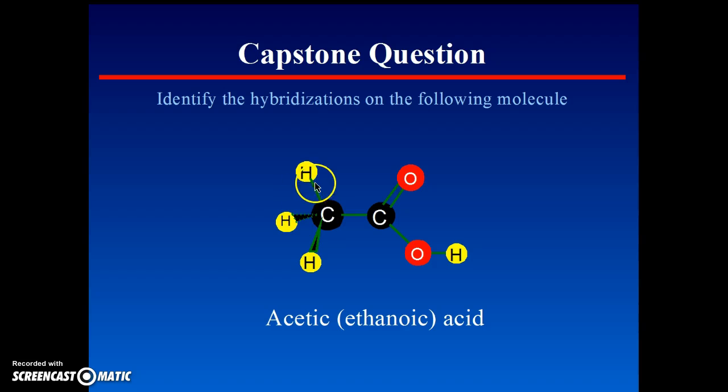Notice here the number of bonds on the carbon, here the number of bonds on the carbon, and here the number of bonds on the oxygen. Here's the solution. You have sp3 hybridization on this carbon and on the hydroxyl oxygen. And you have sp2 hybridization here, where you have a double bond that's typical of sp2 hybridization.